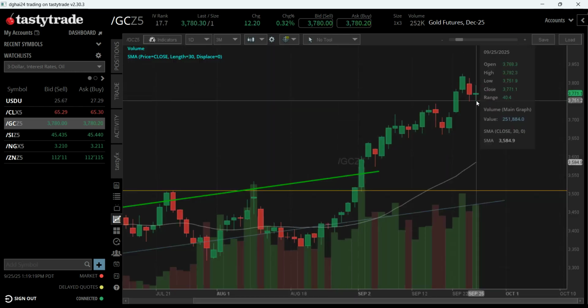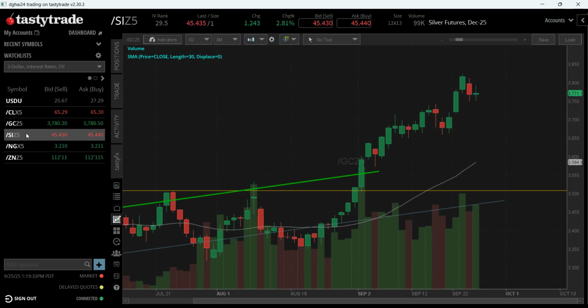Gold, bull flag setup. There's an opportunity there to place a conditional order. It's gone sky high, but obviously money's coming in there. I mean, the foreign central banks are buying it up, and that's why it's going up so rapidly.